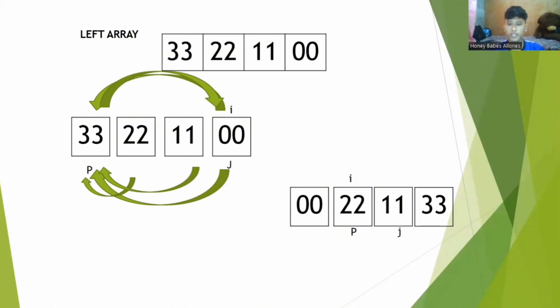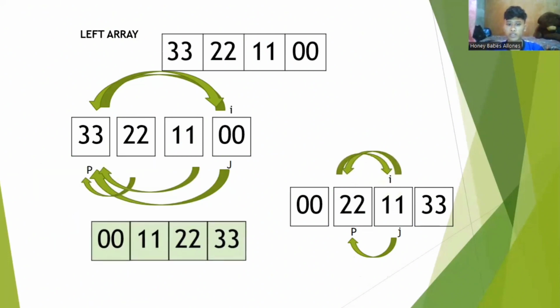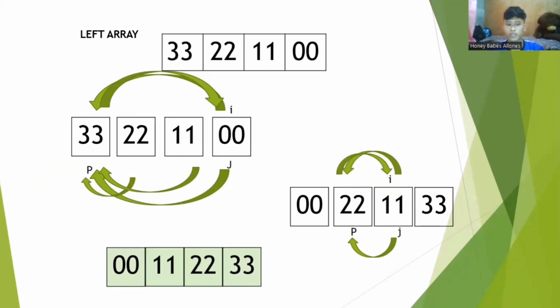As you observe, we are not done yet, so we need to choose another pivot. We choose 22 as our pivot. I is 22 and J is 11. J is less than our pivot 22, so I will increment. I and our pivot change places. Here is the result: 00, 11, 22, and 33. As you observe, we are done sorting the left array.